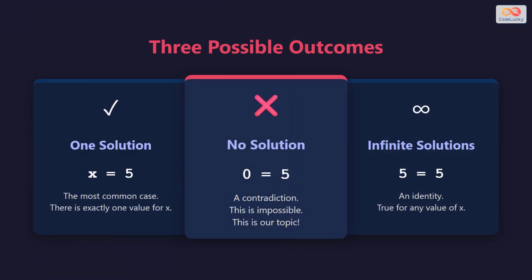When you solve a linear equation, there are actually 3 things that can happen. Most of the time, you get one solution, like x equals 5. Sometimes, you get infinite solutions where any number works. But today, we are focusing on the third outcome: no solution.